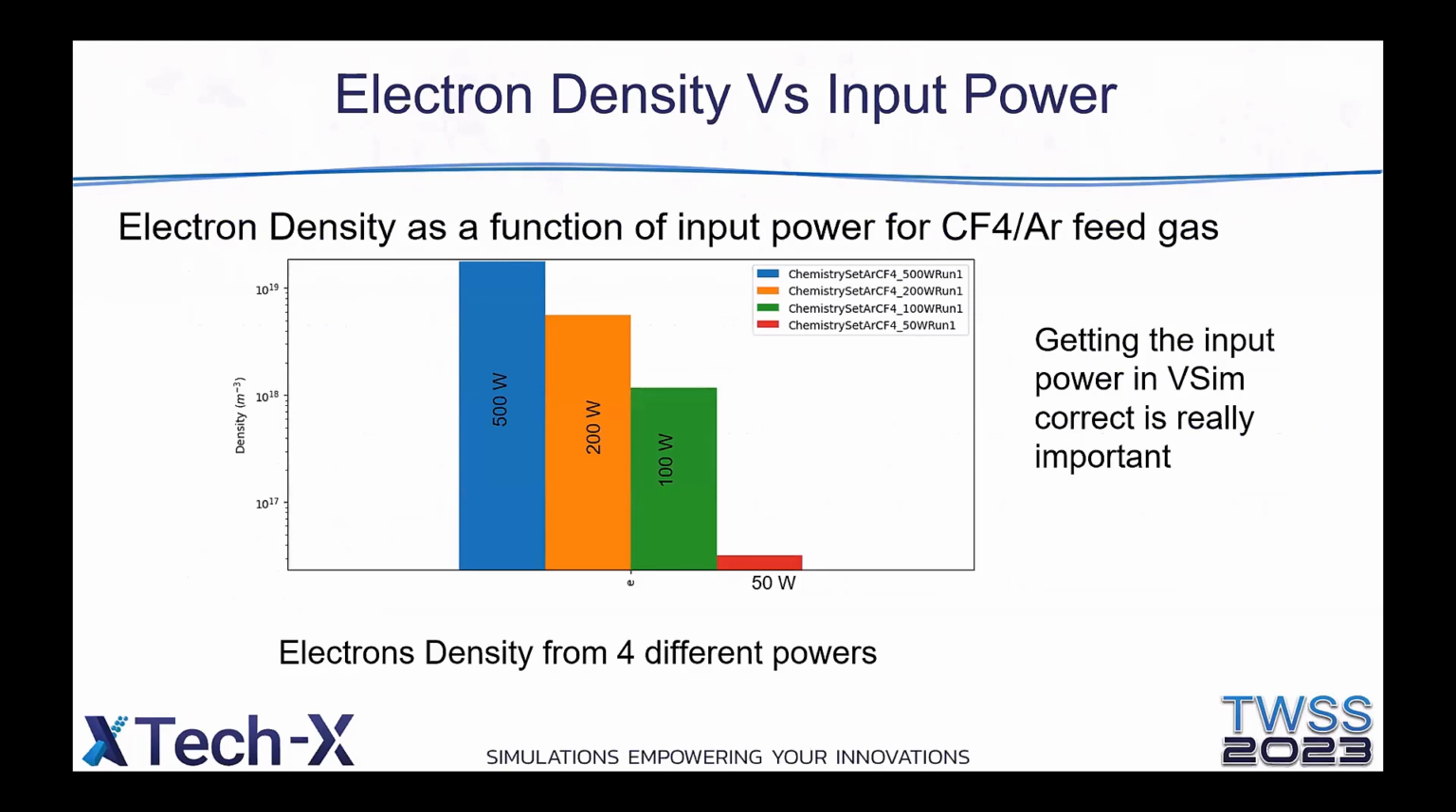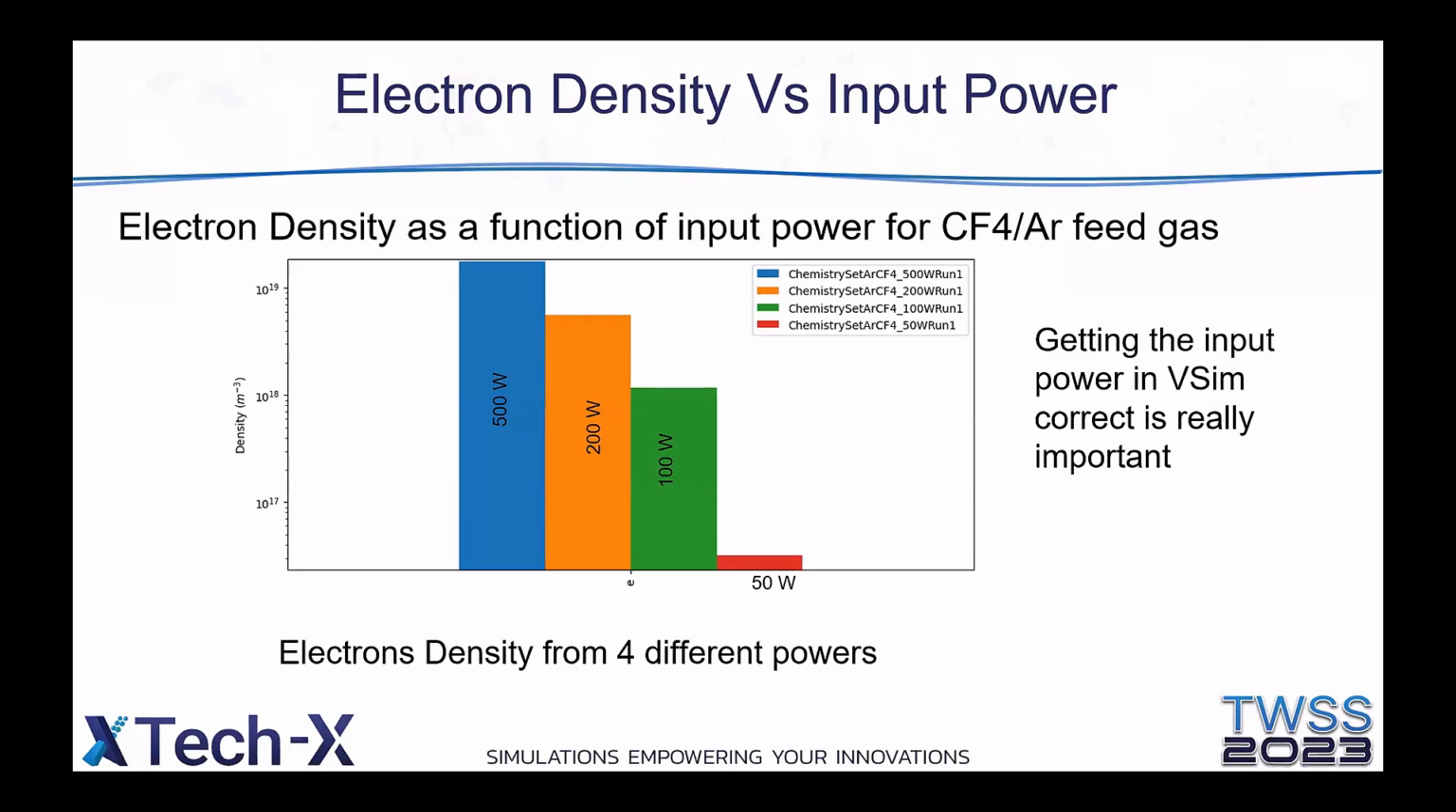Okay, so what I did was I took the same chemistry set and varied the power from 50 watts to 500 watts. And we see 3 orders of magnitude difference in the electron density. So it's really important to get the power right in your setup. Whatever power you're using in this global model, ideally we would mimic in VSim. So that's a capability that we're working on.